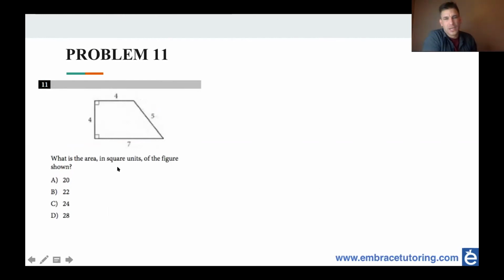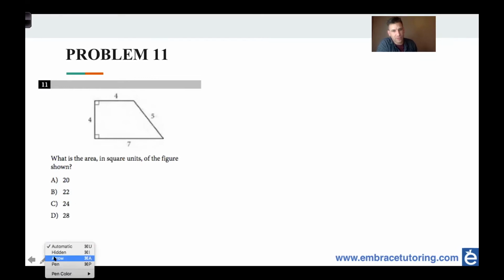What is the area in square units of the figure shown below? Let's do a pen color that makes it a little bit easier to see, depending on what the slide is. Okay, great. All right, for problem 11, area, perimeter, volume, all those things, always check your reference section first. If you have figures and you're attempting to slice up those figures, what you want to focus on is usually triangles. Okay.